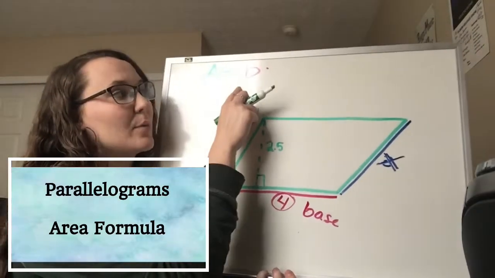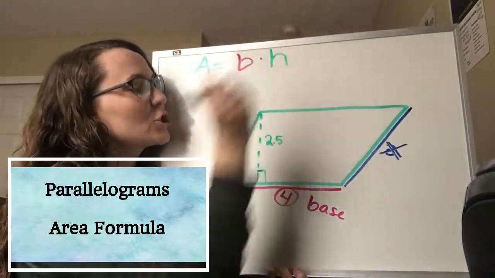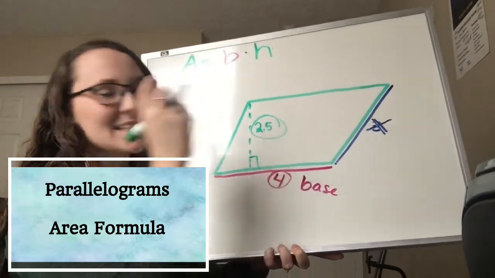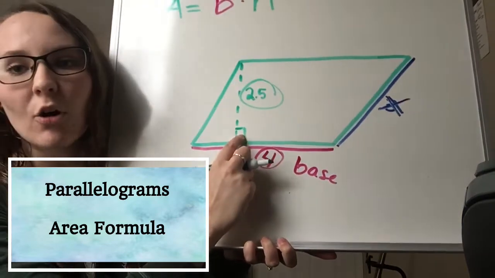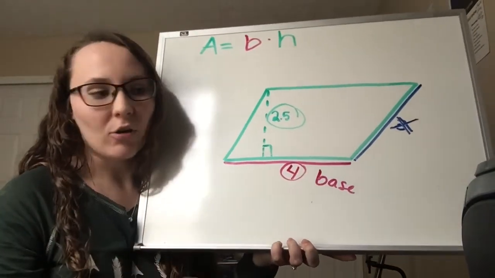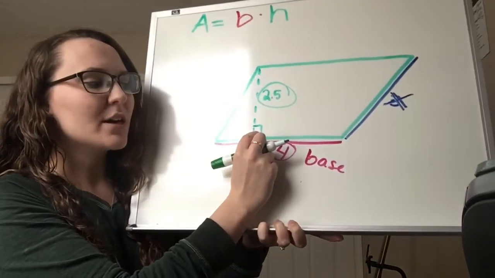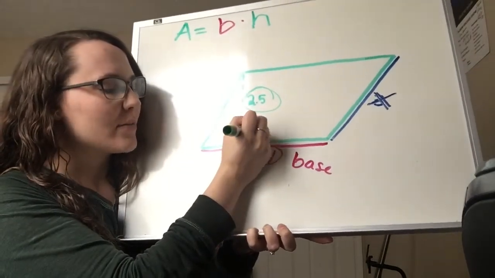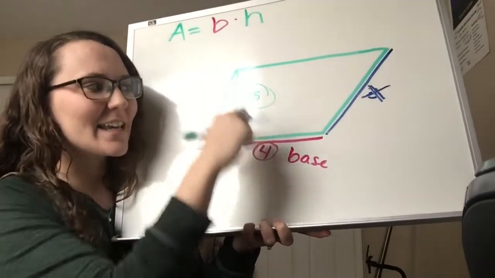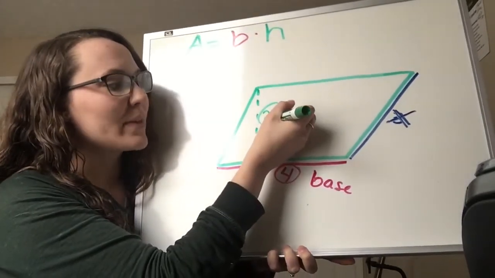So our area formula is still going to be base times height, h, but 2.5 would be our height because the height makes a 90-degree angle with the base. A 90-degree angle means a right angle, like the corner of a square. Perfect right angle. It's usually marked with a little square in the corner. If you ever see a square in the corner, that means that line is the height of the shape. So 2.5 would be the height of our shape here.